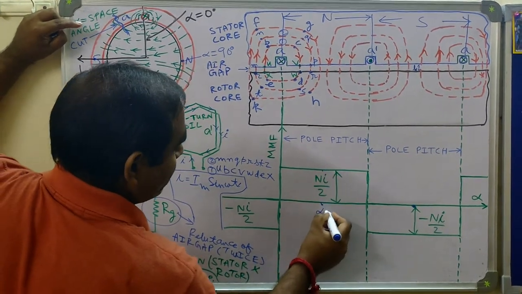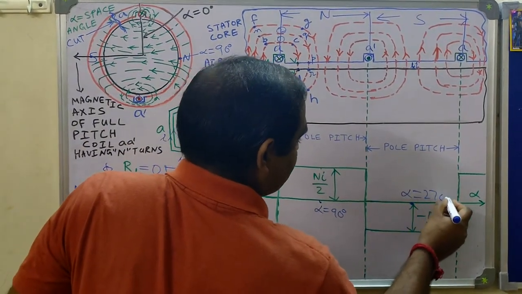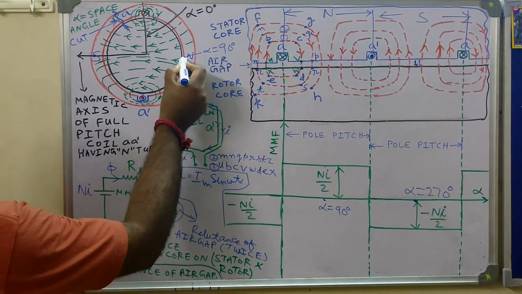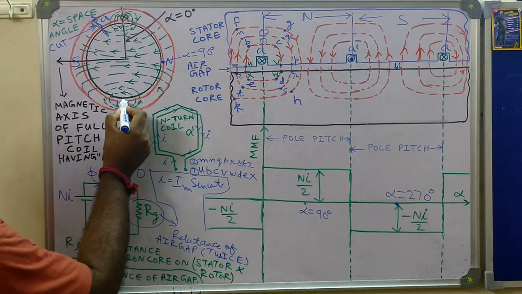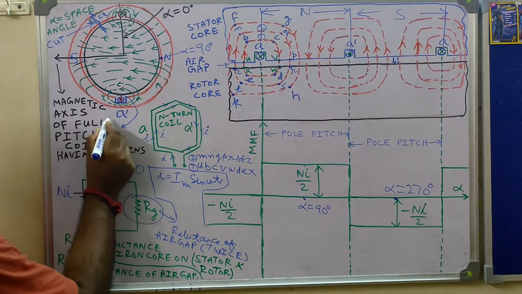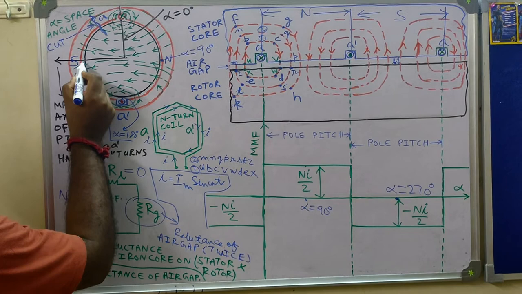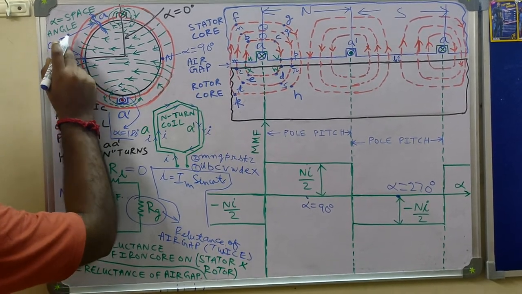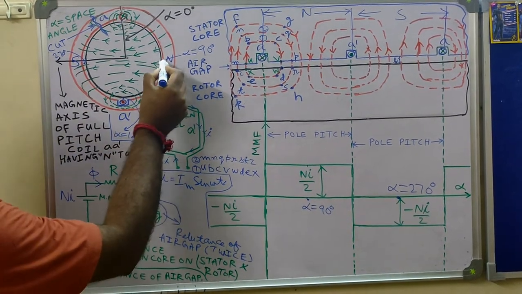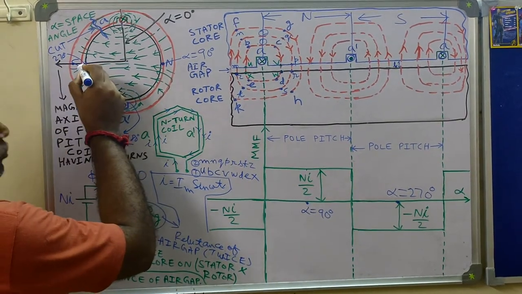So this is alpha equal to how much? 90 degrees, and this is alpha equal to how much? 270 degrees. This was our alpha equal to 0, so this is alpha equal to 90, this is alpha equal to 180, and this is alpha equal to 270 degrees. So you can simply correlate that this point in the air gap corresponds to this one, and this point in the air gap corresponds to this one.